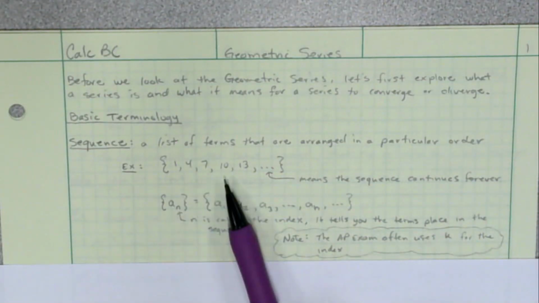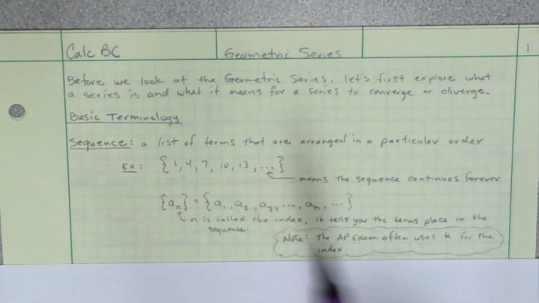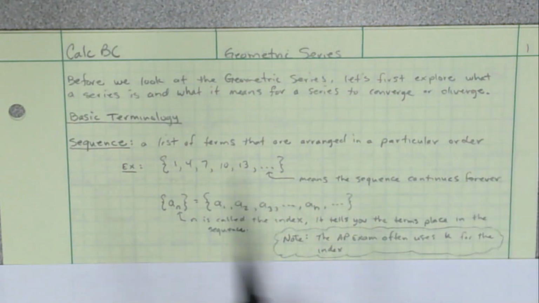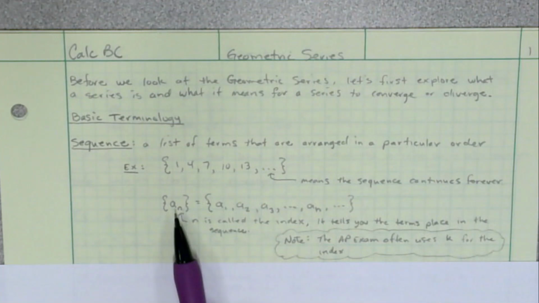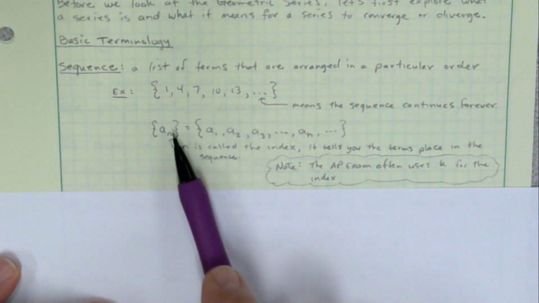1, 4, 7, 10, 13, ... This means this sequence continues on forever. It's an infinite sequence. We can name a sequence in this fashion, a sub n, usually in curly brackets like that. Sometimes you'll see it with the brackets, sometimes not. But usually it's supposed to be in the brackets right here.